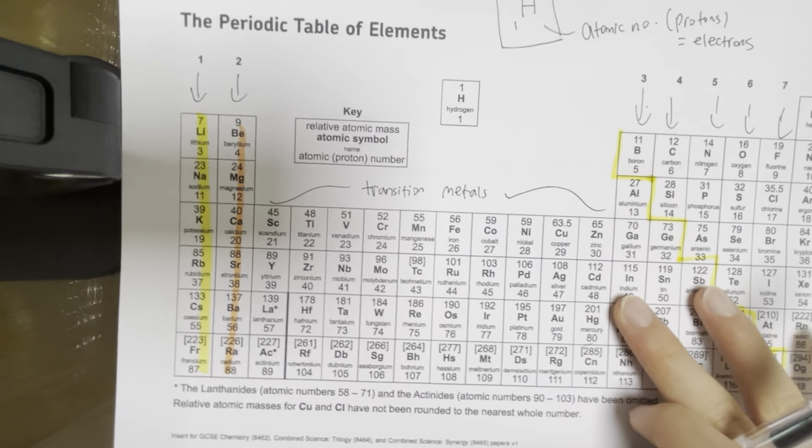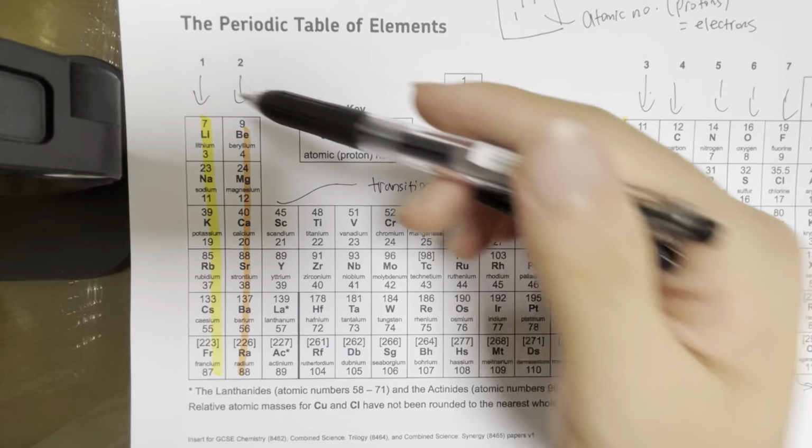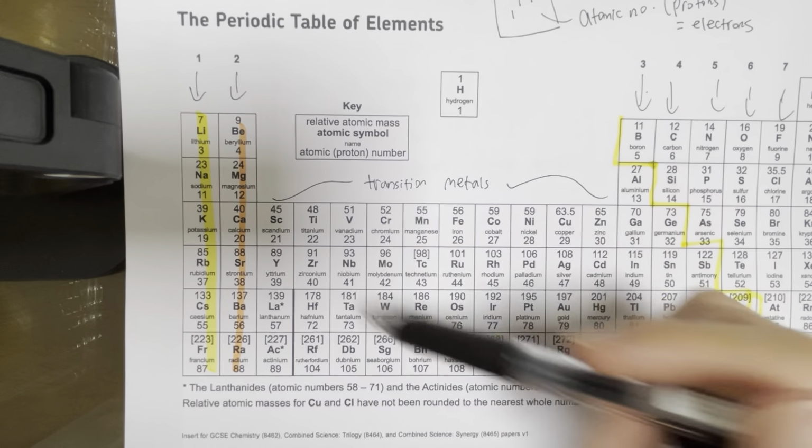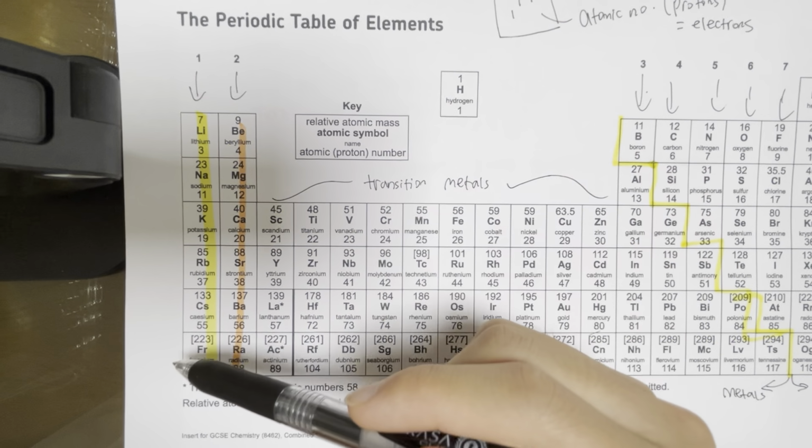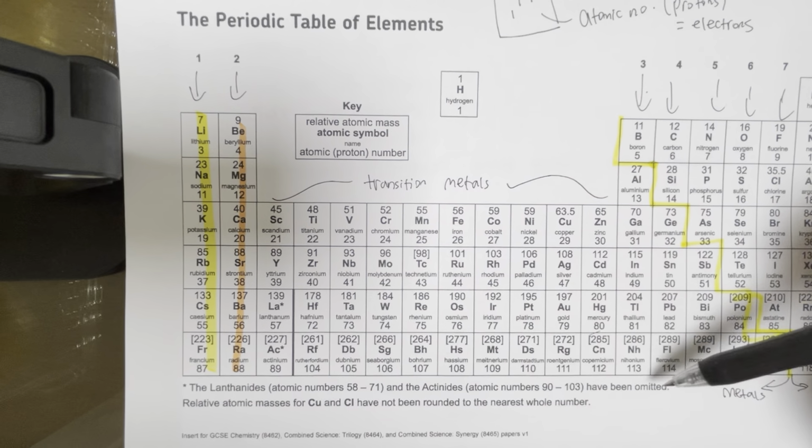Okay, so I explained about groups, right? Groups are vertical columns going down, but these transition metals do not count as a group. They don't have groups. Now, what's so special about groups is each group has similar chemical properties. So group 1 has similar properties, group 2 has similar properties, group 3 has similar properties, group 4, 5, 6, 7, and 0, and so on.